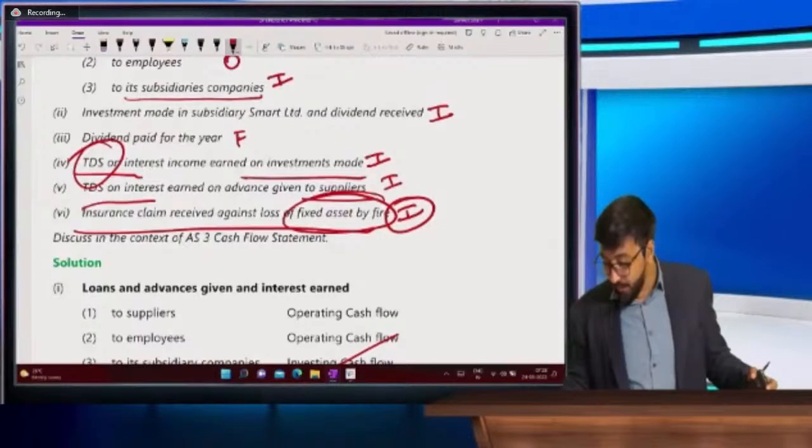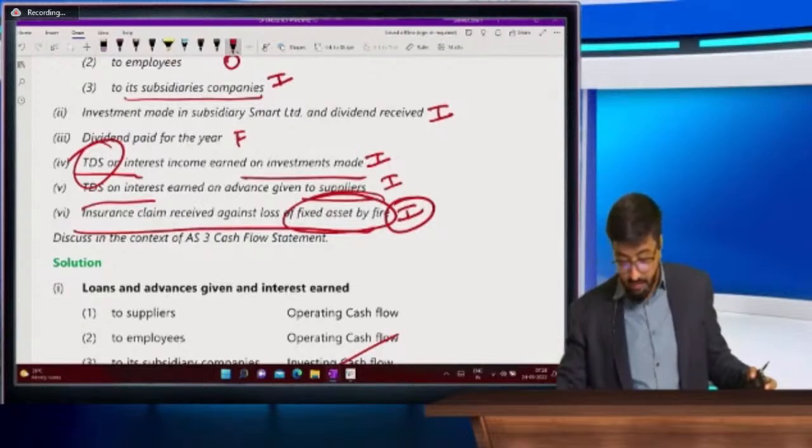Mark it as IMP question, it's a 4 mark question. ICI may ask you this question, very easy one. Yes, easy hai.